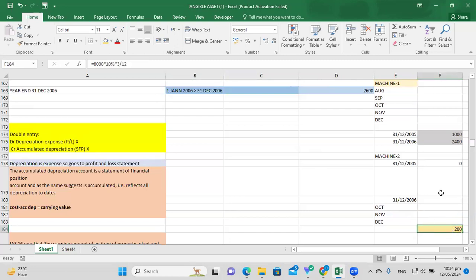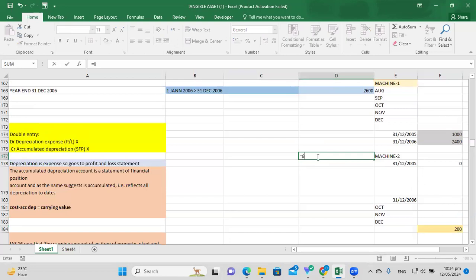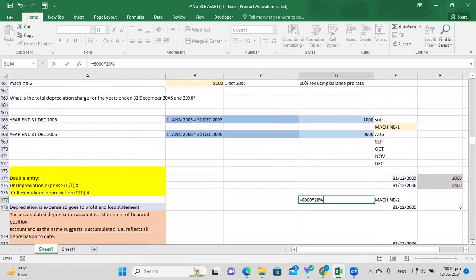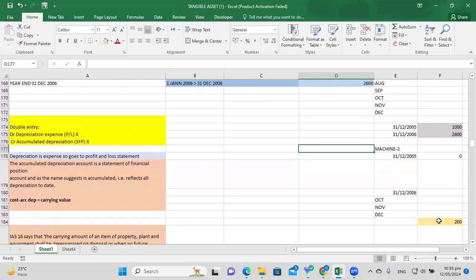So how do we calculate this? If you look at my calculation, 8,000, for the first year you simply calculate in the same way, 8,000 into 20%. That was 20%, right? Let me confirm. No, sorry, the reducing balance method was 10%. So 8,000 into 10%, and this is for the full year. And for 3 months, obviously we will do 3 by 12. You will get the depreciation 200. So that's how we calculate 200, the value of machine two depreciation for 2006. So 200 is your answer for the 2006 machine two depreciation. That's how we solve a pro rata basis question. I hope this is clear till now.